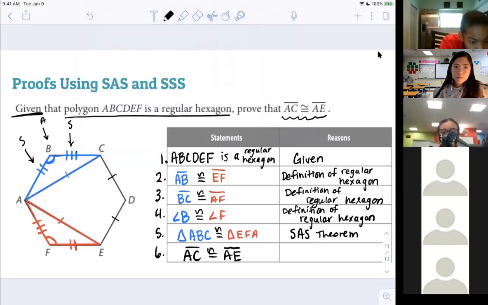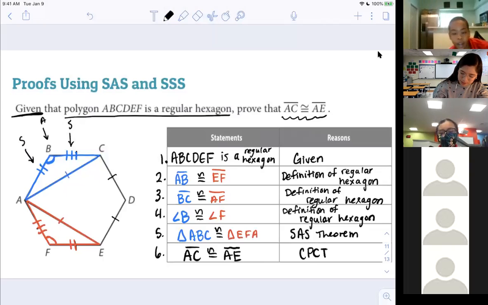Is it also given? Nope. No. It's proven. Yeah, but how did I prove it? How do I know that those are congruent to each other? Side. Close, but not quite. Yeah, Emily's got it.